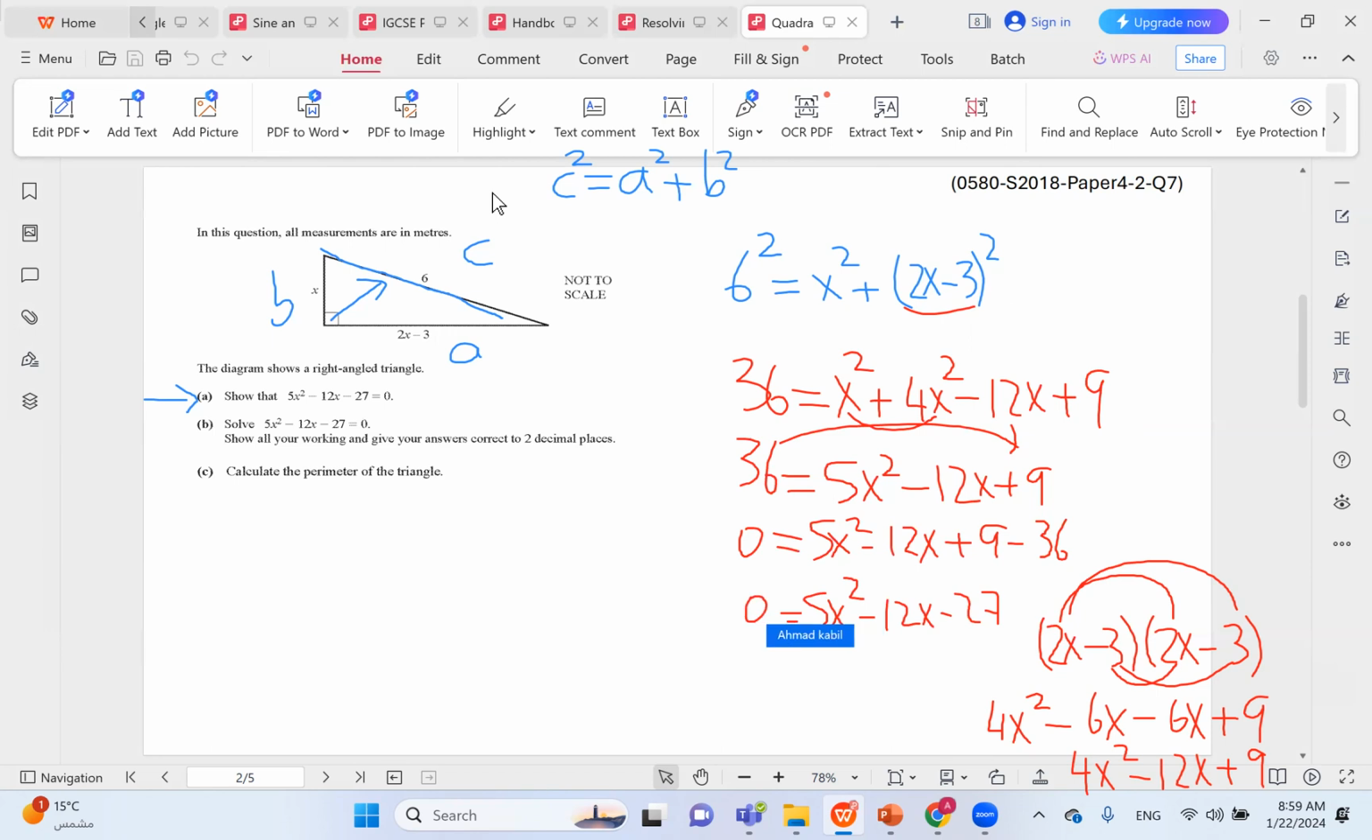So this is how we solve question A, and of course we know that we're right. We don't even need to check the marking scheme because it's a show that question, and we got the exact same equation that they require. This is the equation that they want, and this is the equation that we got.